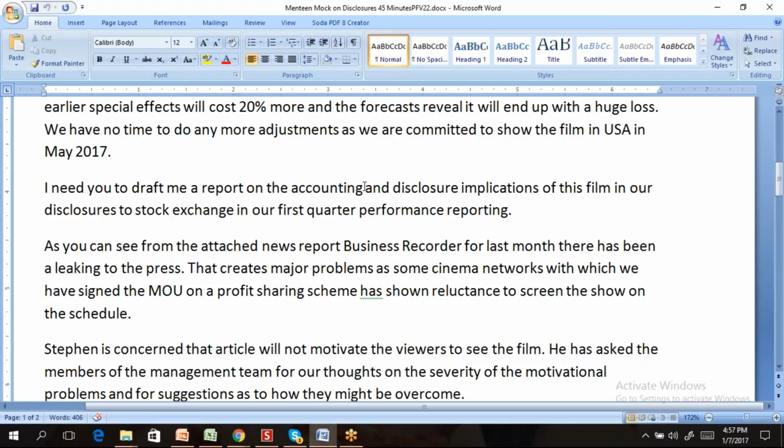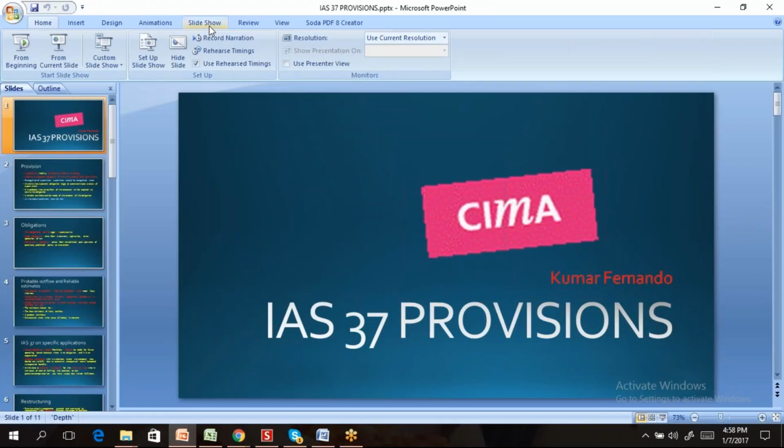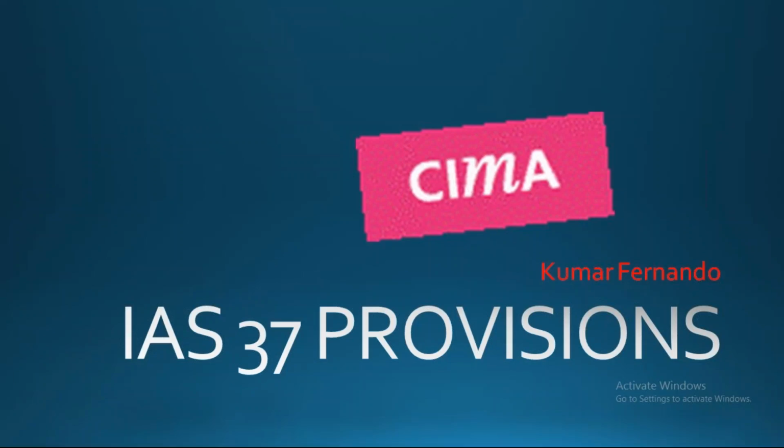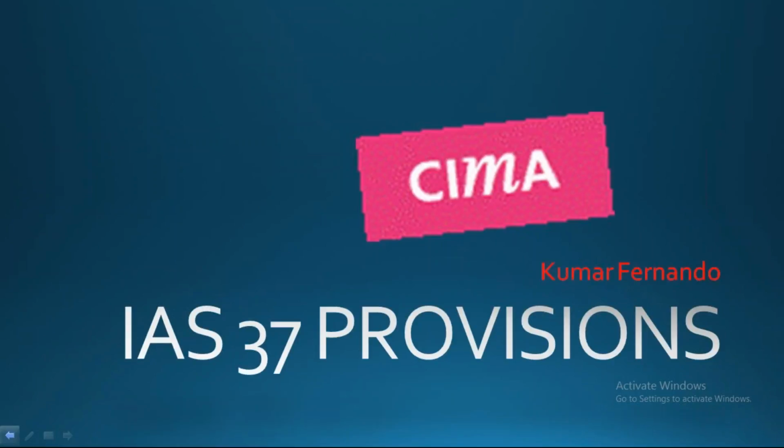So the question is, should we provide in our financial statements for the future loss? What do you think? Yeah, we need to provide, obviously you need to provide for that. And now we have to go to the accounting standards. The particular standard that deals with these provisions is what we call IAS 37.